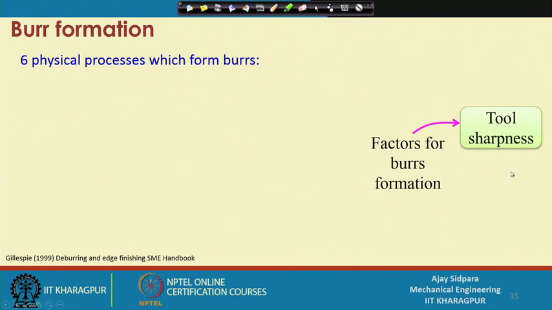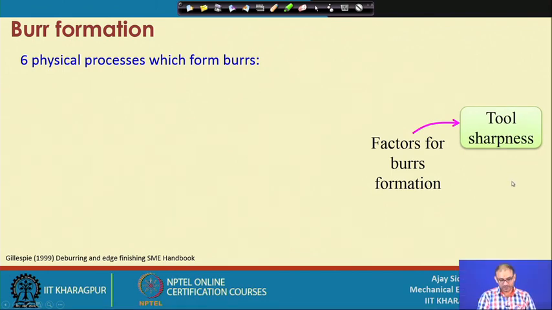One is tool sharpness, which plays an important role, because if you are machining with a blunt tool, we know that your cutting edge radius is very large compared to the uncut chip thickness, and that is the reason you are not able to remove material cleanly, and you end up with the rubbing and plowing mechanism which we have discussed some time back.